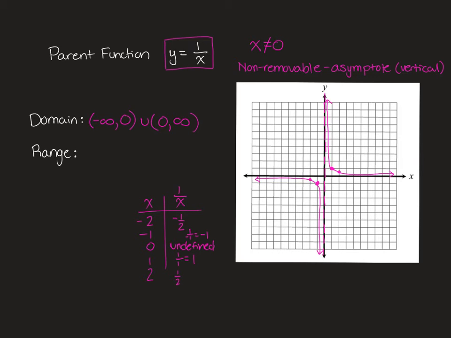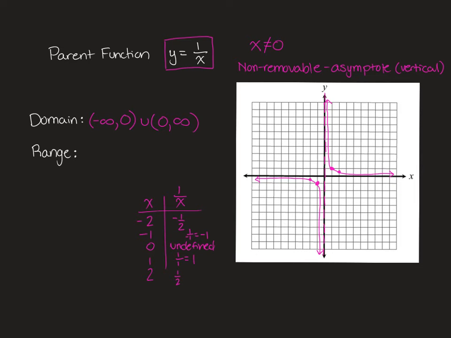Now let's talk about range, going from bottom to top. If you notice, my graph does something funky along the x-axis. It doesn't cross the x-axis there, okay? That is called a horizontal asymptote, and we're going to talk about that in just a second.